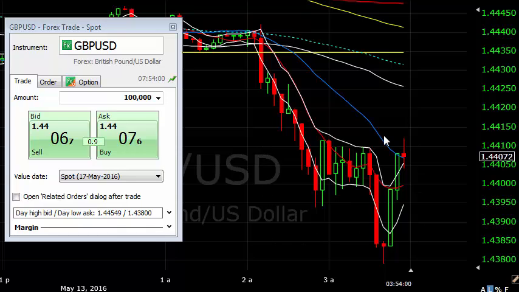Okay, just back, and what I'm going to do is, we've got an 8 AM pivot just here at 144.14.